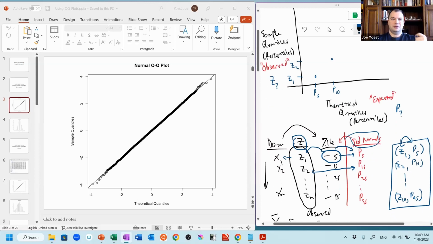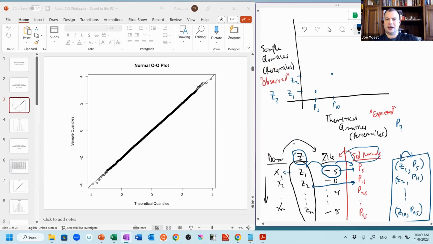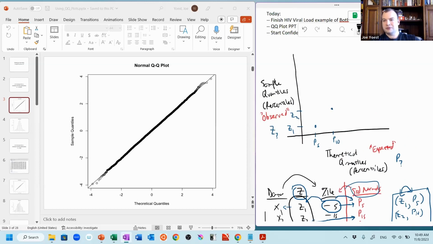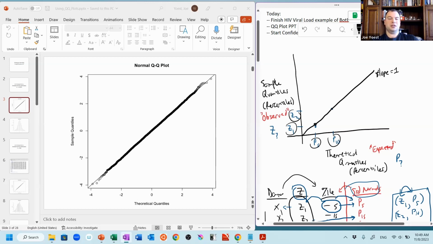And the Z's and the P's would exactly match up one at a time. In other words, in the perfect scenario, they would fall perfectly along a 45-degree line, along a line with slope 1. Because this number would equal this number, and this number would equal this number, and so on. So what would I do with my QQ plot?